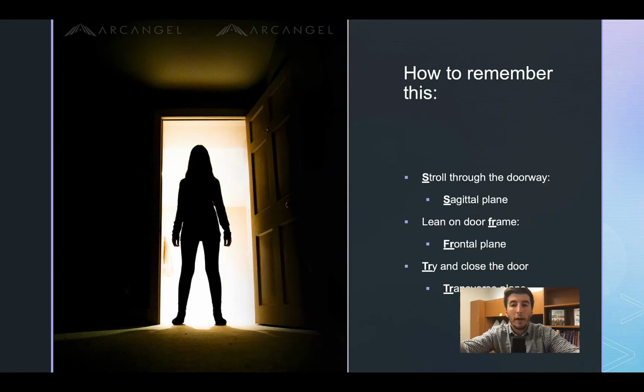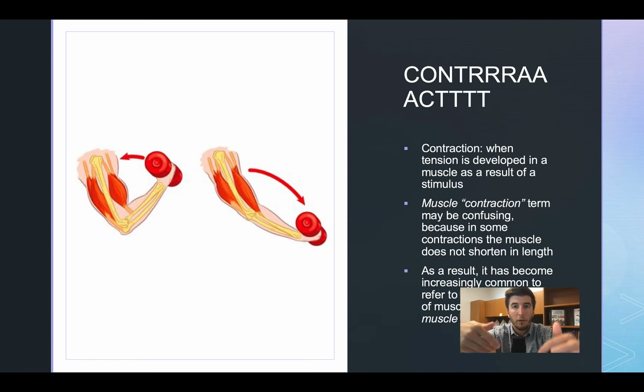So one way that you can think about this is as you stroll through the doorway, you're actually moving in a sagittal plane because you're moving forward and backwards. When you reach the door frame, you lean up against either side of the door frame. Frame, frontal plane. And then as you try and close the door, you're going to be moving in the transverse plane. So now that we have a general concept of how planar motion's occurring, let's talk about muscle contractions.